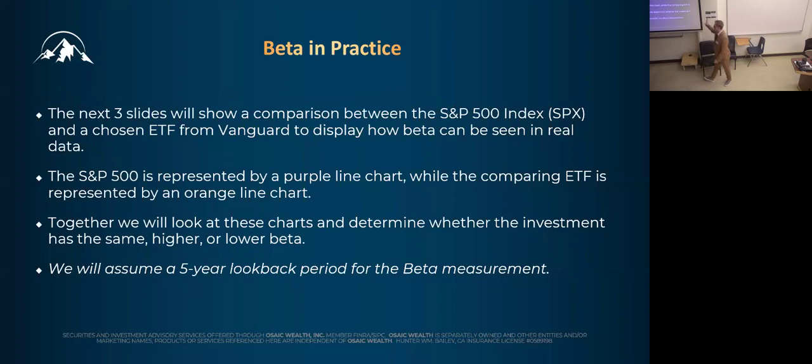Together, what we're going to do is look at the charts and see if we can figure out what has a higher, lower, or similar beta to the investment or to the index that we're looking at. And we're going to assume a 5-year look back. Now, this isn't going to be up to date. This is just going to be when I put these charts together most recently. So if there's any missing data, forgive me, but it's just on the 5-year look back period that we have displayed.